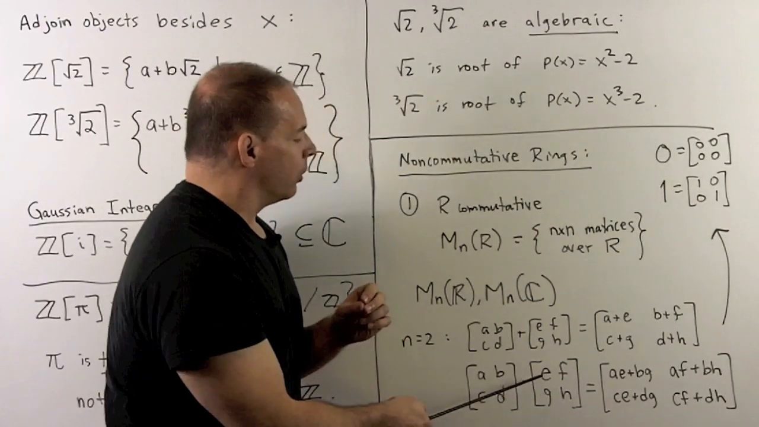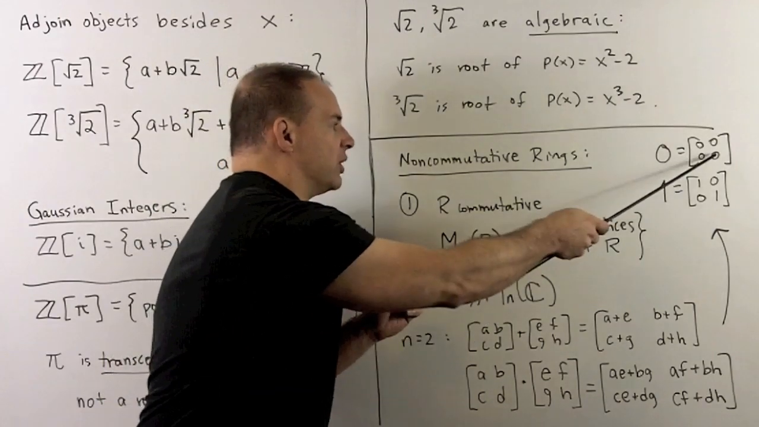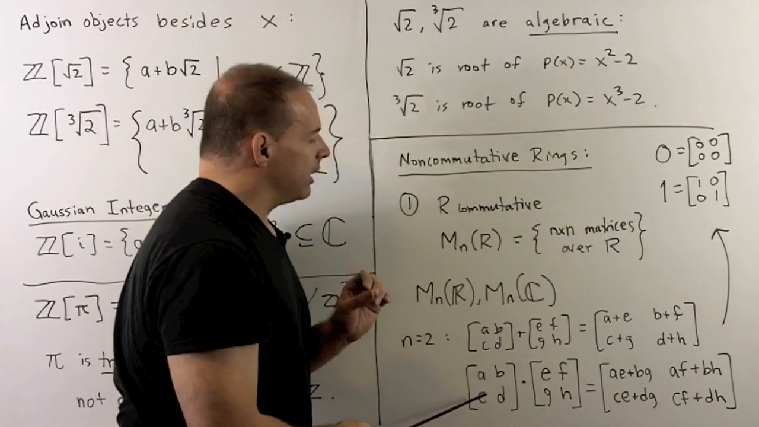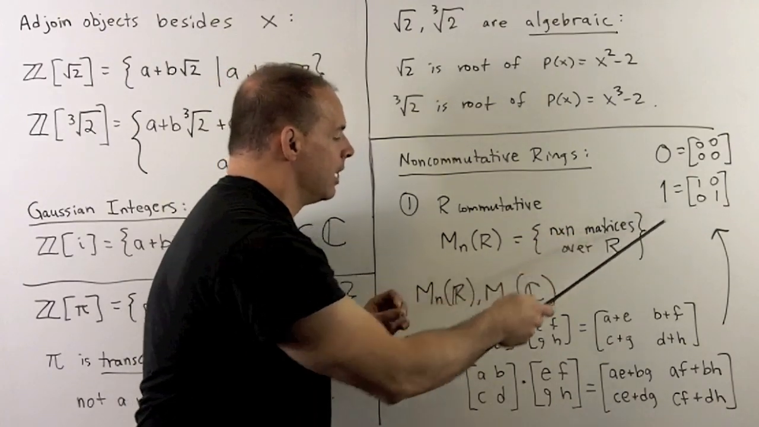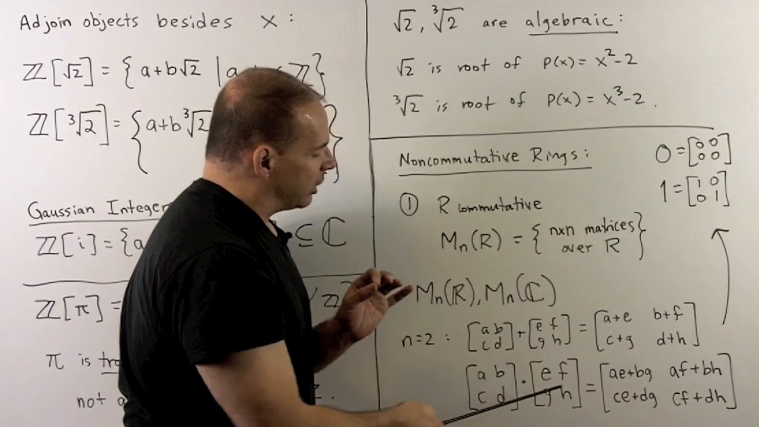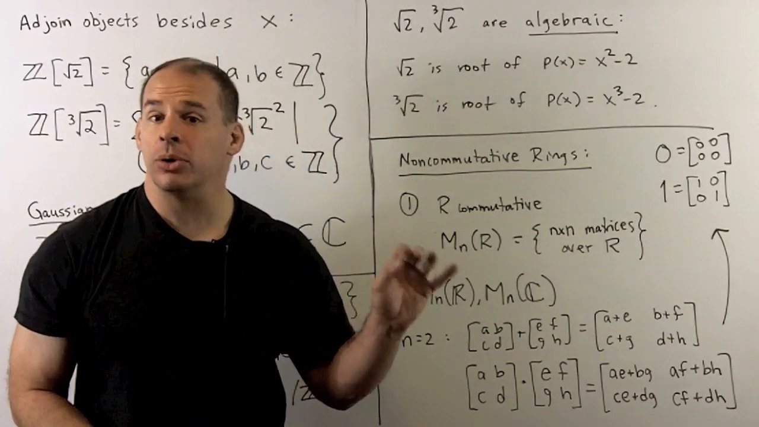Now, things to note: for the additive identity, we just have the matrix full of zeros. For the multiplicative identity, we're going to have ones on the diagonal, zeros off. And we could also check pretty easily that this multiplication is not commutative. So we have a non-commutative ring here.